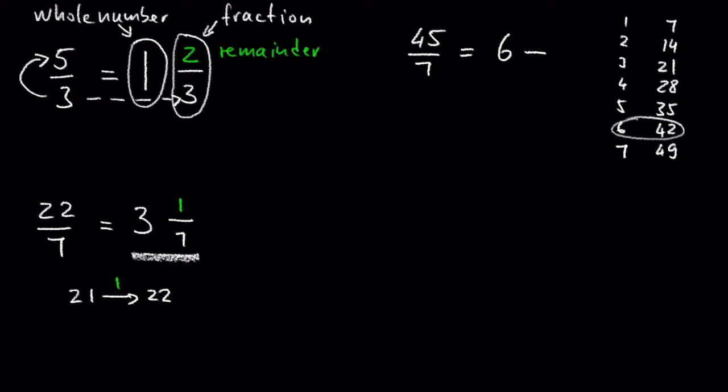How far is it from 42 to 45? 3. So our remainder is 3, which we write in the numerator, and we just keep the denominator the same.